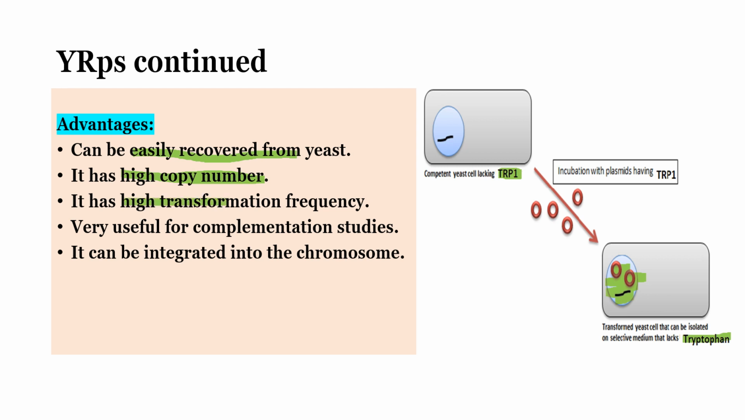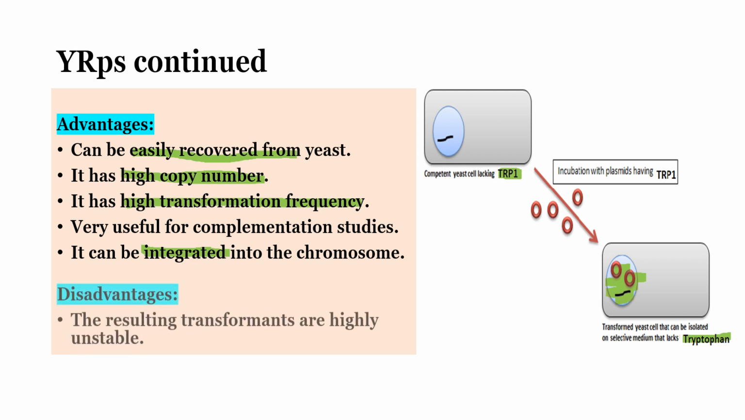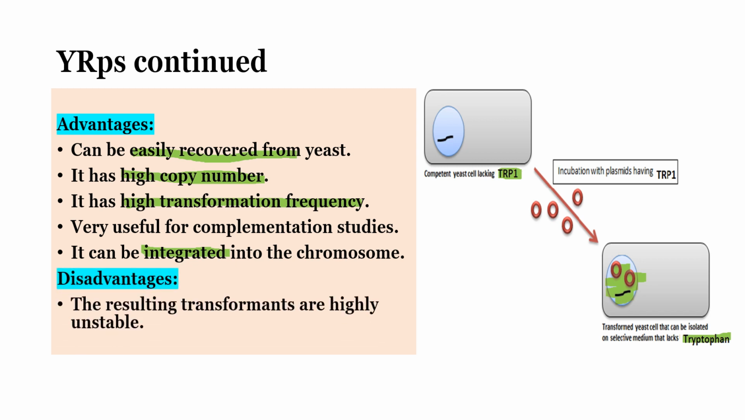Now it has high transformation frequency. The transformation frequency is comparable to that of the previous yeast episomal plasmid, but it is still higher than the other plasmids. Now very useful for complementation studies, same as the yeast episomal plasmids, and it can be integrated into the chromosome if desired by making again the use of TRP1 for homologous recombination. And the only one drawback here, the transformants which we get by using such vectors, they are not very stable.